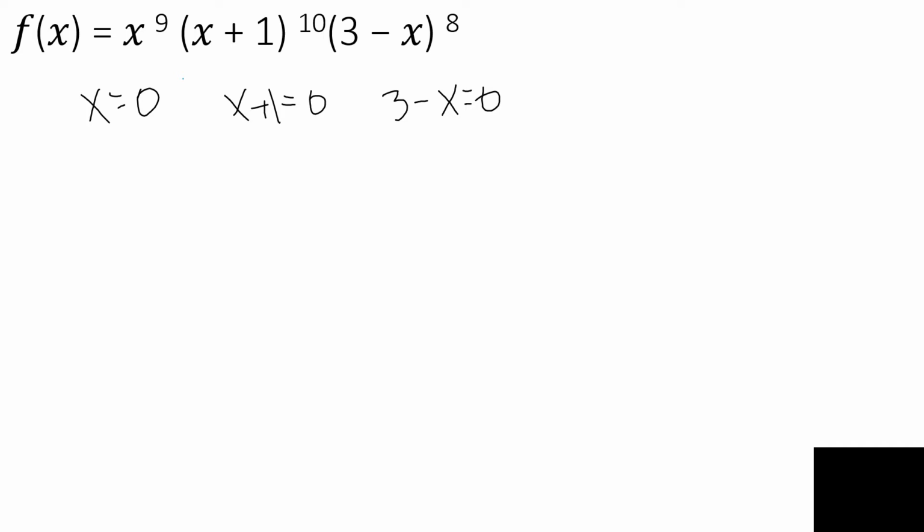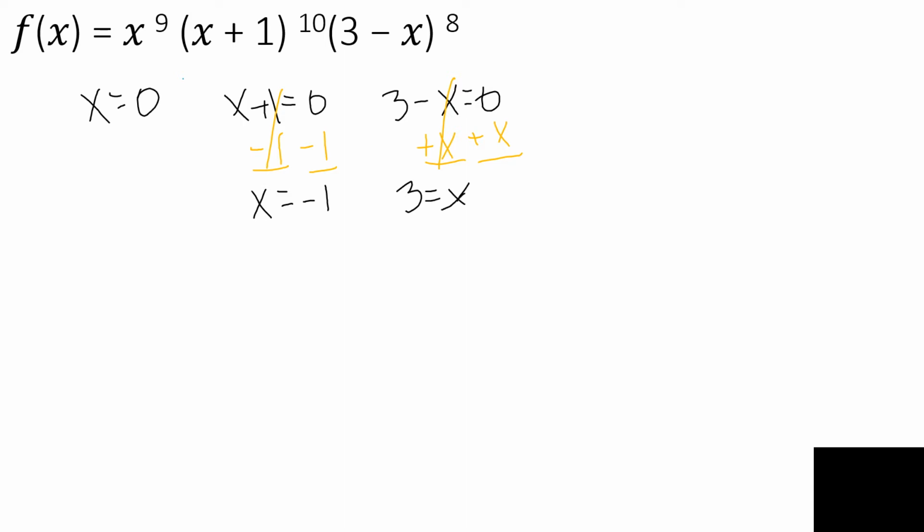And now we're going to solve each little equation that we've started. x equals 0, simple as that. We can leave it. x plus 1, we're going to subtract 1 on both sides. Now we've got that x equals negative 1. And on 3 minus x, let's add x to both sides. And we will have that 3 equals x.